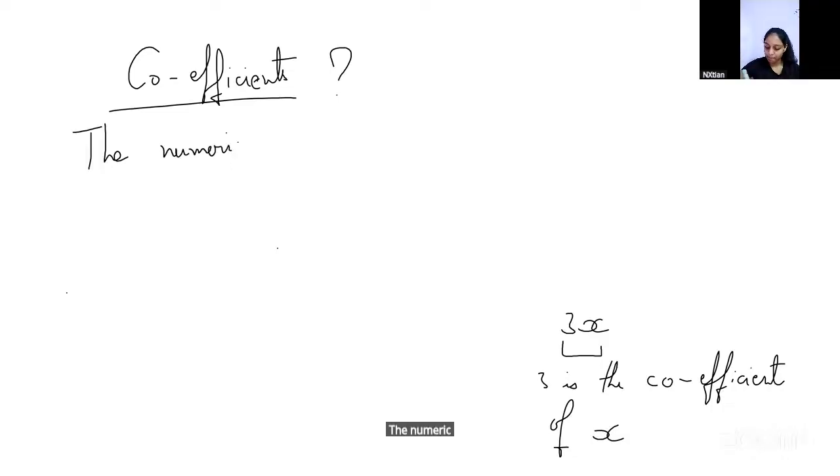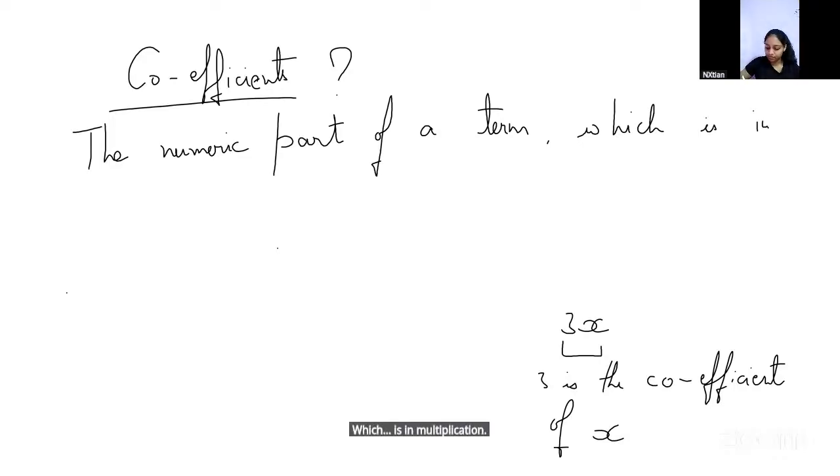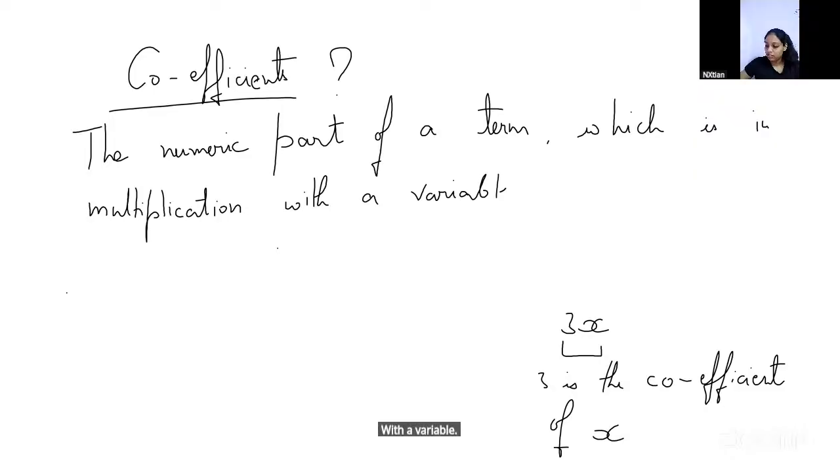The numeric part of a term which is in multiplication with a variable is called its coefficient. Is it clear now, Abraham?